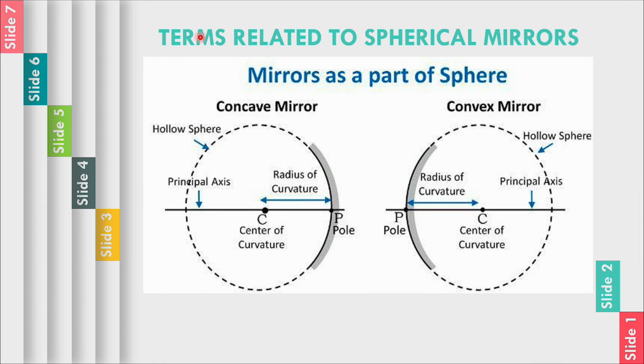Now let us move to the next sub-chapter, that is terms related to the spherical mirror. Just observe both the mirrors. This is the concave mirror, this is the convex mirror, and you have seen this line, no? This is the mirror surface, and this dotted line is the imaginary circle on both sides. Here C means center of curvature, P means pole, and PC is the radius of curvature and also the principal axis. There are important terms, I will repeat once again: center of curvature, radius of curvature, principal axis, and pole. So let us discuss one by one.